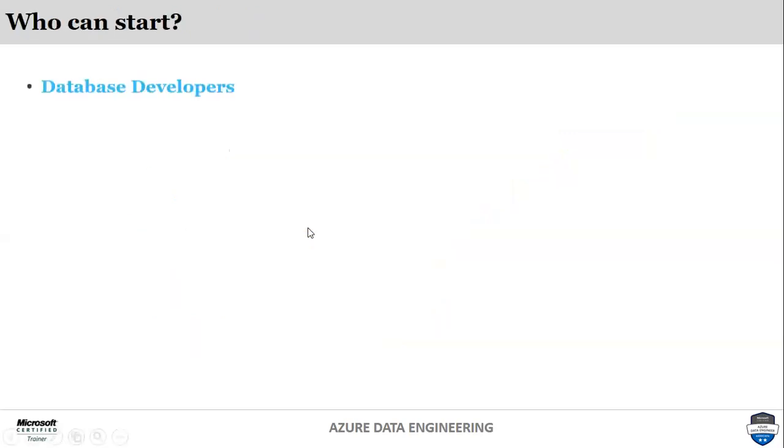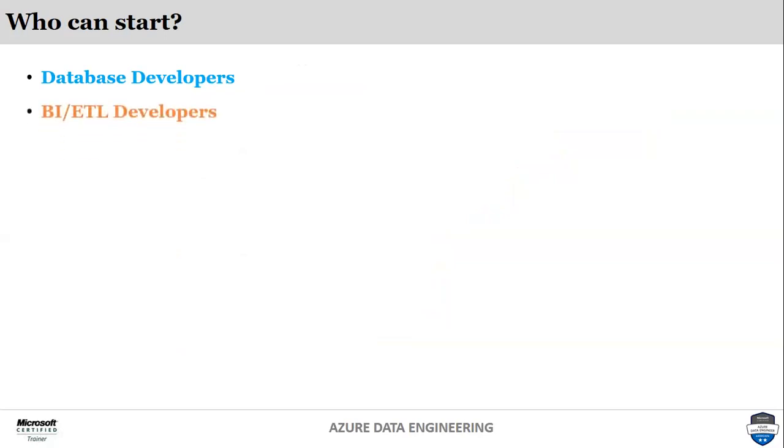Now, who can start? Who wants to be a data engineer? Who can get into data engineering? If you're a database developer, you already have some basics of database, so you can get into data engineering. If you're a BI ETL developer, you can get into data engineering. If you're a DBA, you must get into data engineering because you always need to upgrade yourself. Roles like ETL and DBA are getting minimized a lot, and everything is going around data engineering.